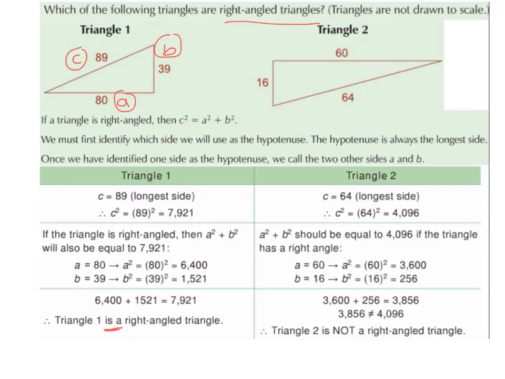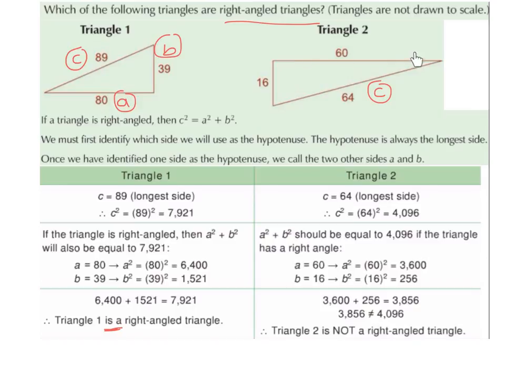So now I'm going to do the same with triangle 2. I need to identify the longest side, which is going to be 64. So that's going to be the c. C is equal to 64. So c squared is going to be 64 squared, which is 4,096. So a squared plus b squared should be equal to 4,096 if the triangle has a right angle.